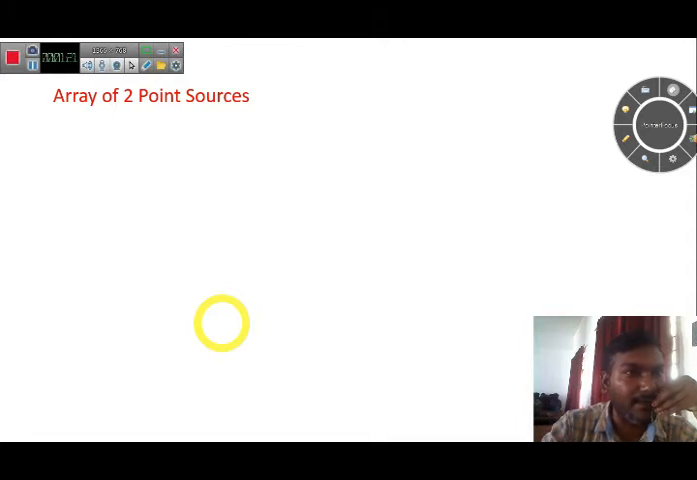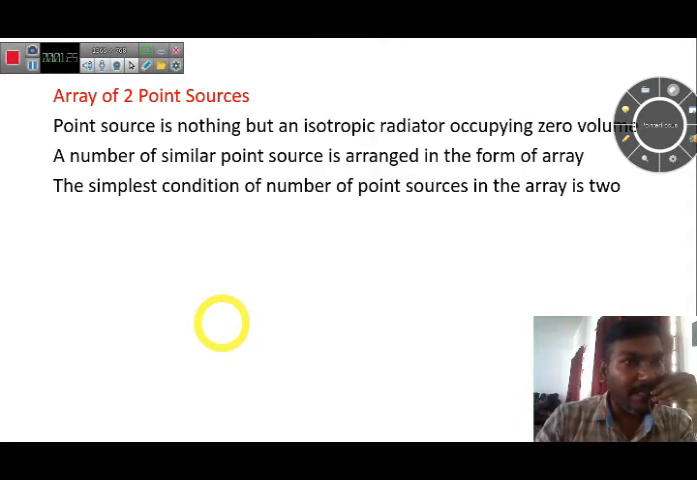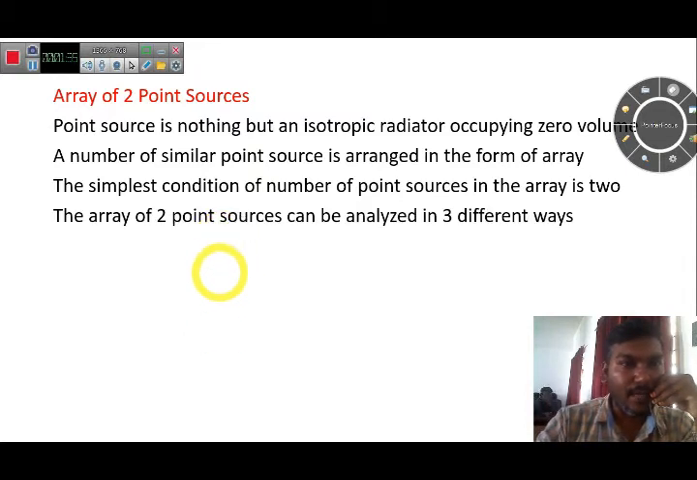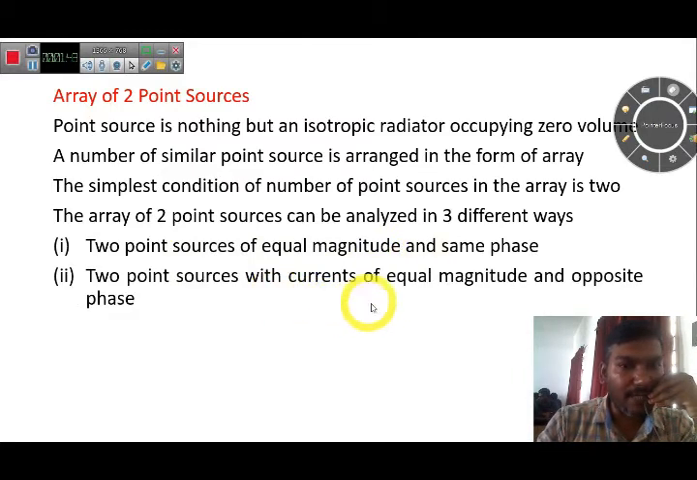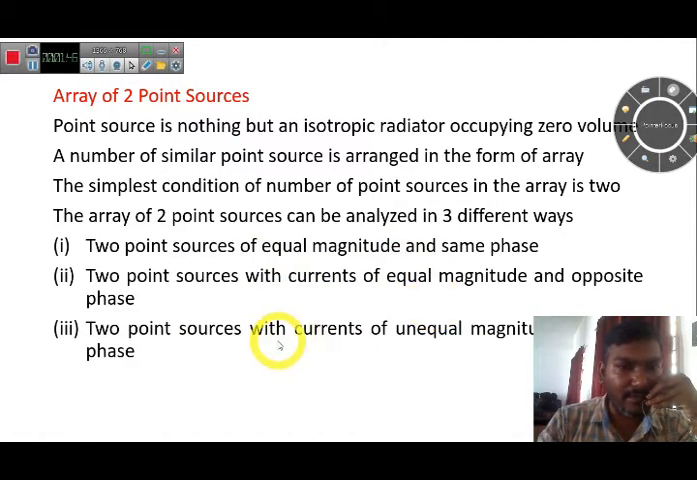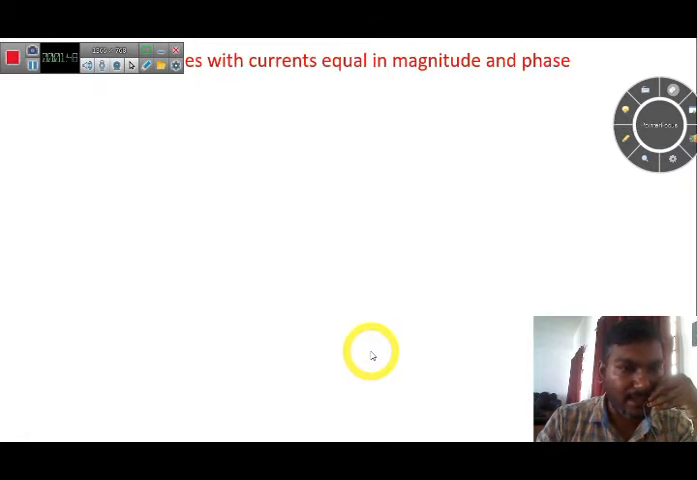We are going to consider only 2 point sources, and find out the radiation pattern for them. A point source is nothing but an isotropic radiator occupying zero volume. A number of similar point sources are arranged in the form of an array. The simplest condition is when the number of point sources in the array is 2. The array of 2 point sources can be understood in 3 different ways: 2 point sources with currents of equal magnitude and equal phase, 2 point sources with currents of equal magnitude and opposite phase, and 2 point sources with currents of unequal magnitude or phase.